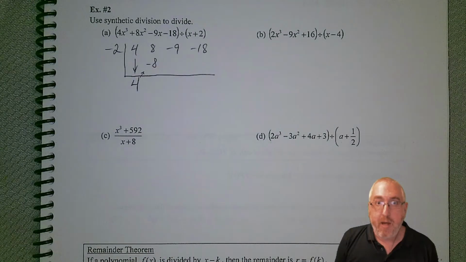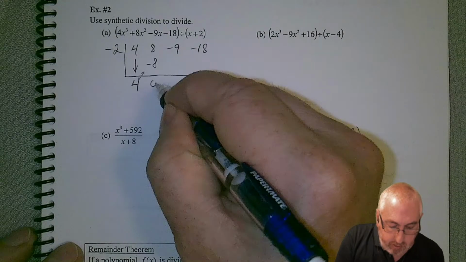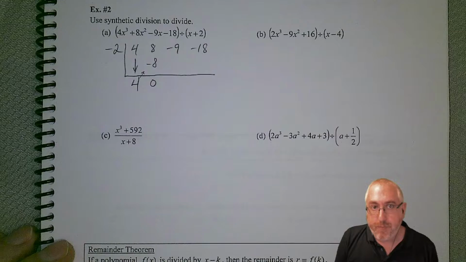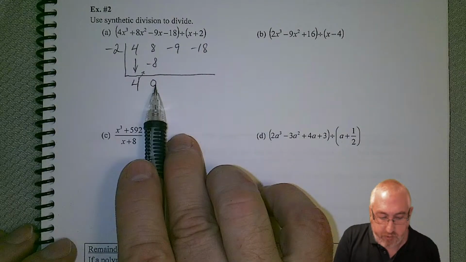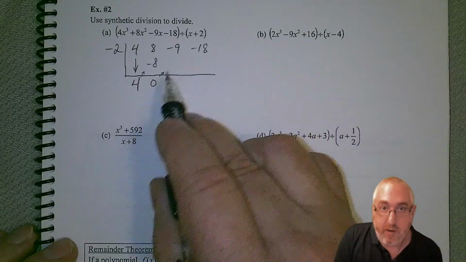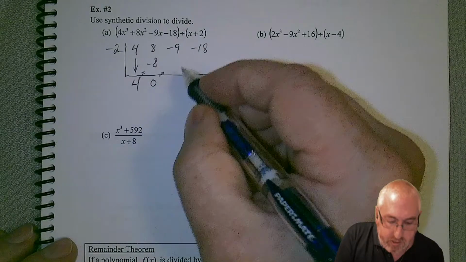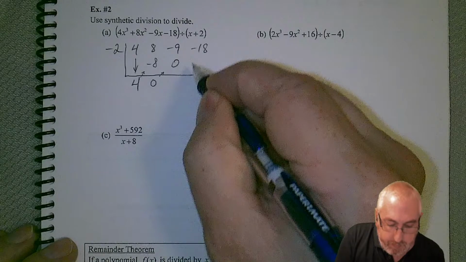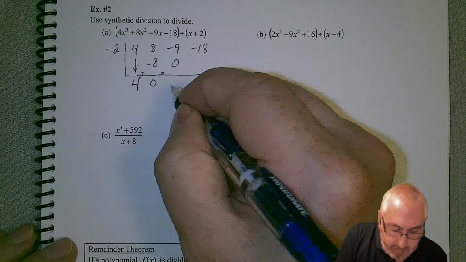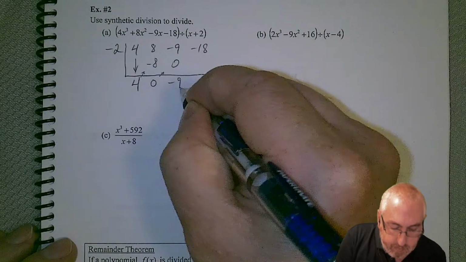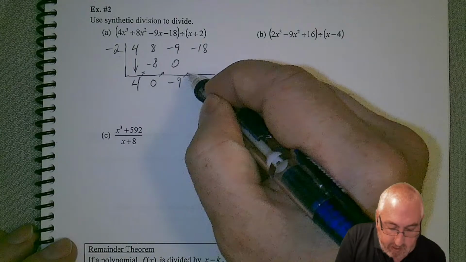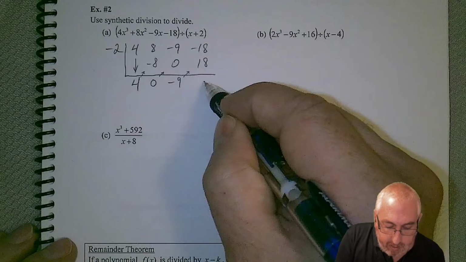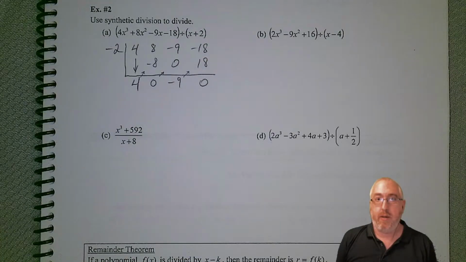Okay, now we add. If we add those together, we get 0. And then we repeat. Multiply, so negative 2 times 0, and put that result under the next one, which is going to be a 0. And then we add, so that's going to be a negative 9. We multiply, which is going to be a positive 18. And we get 0 for the result.